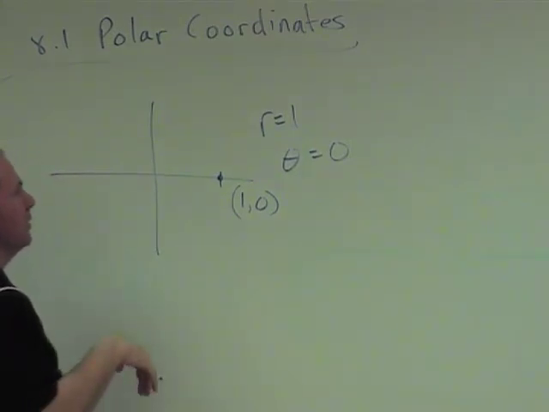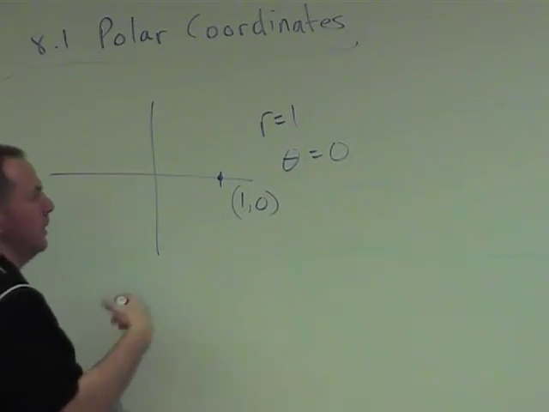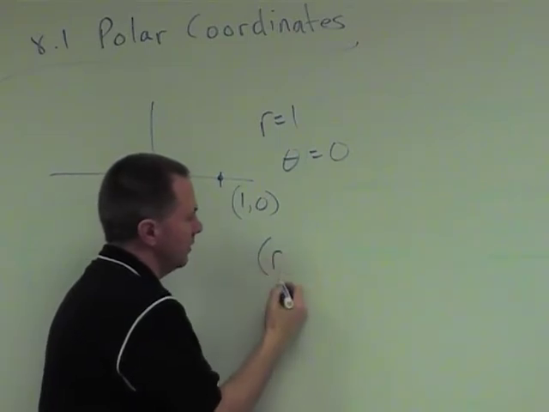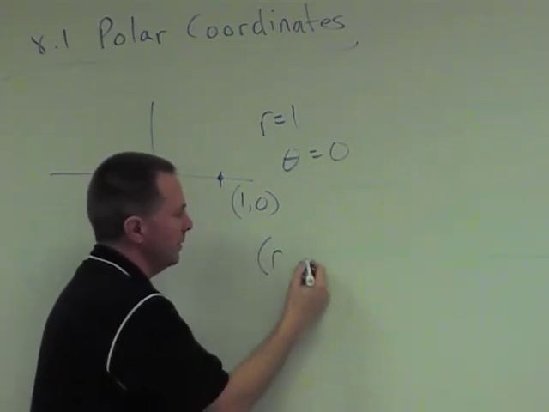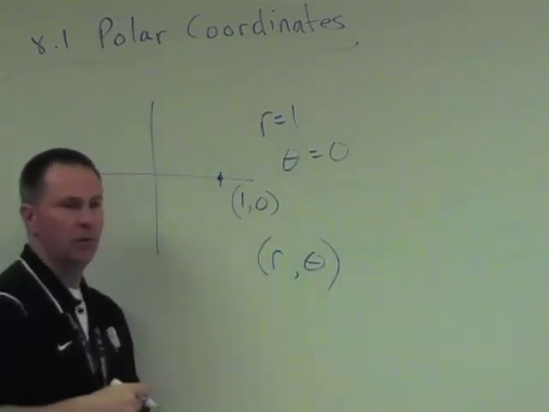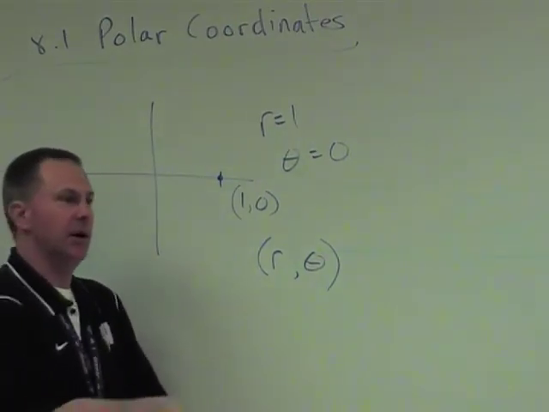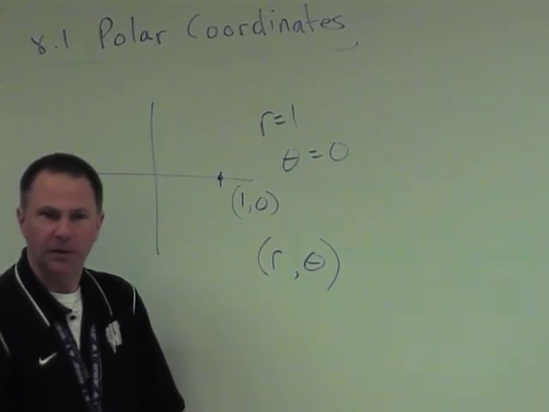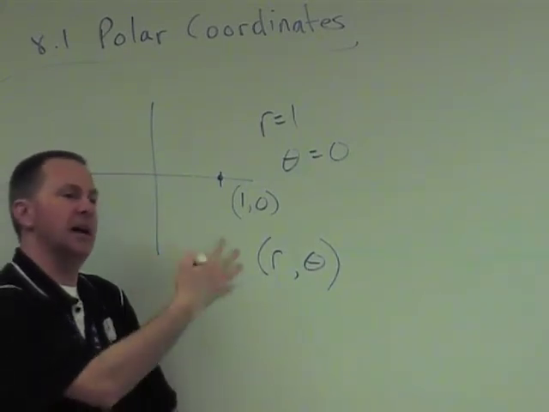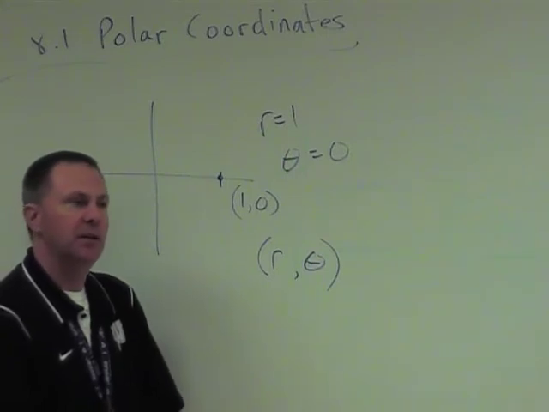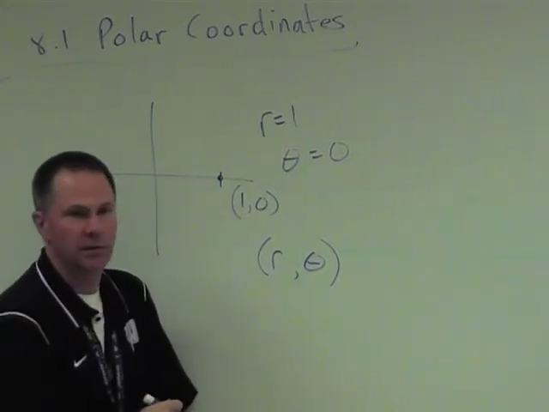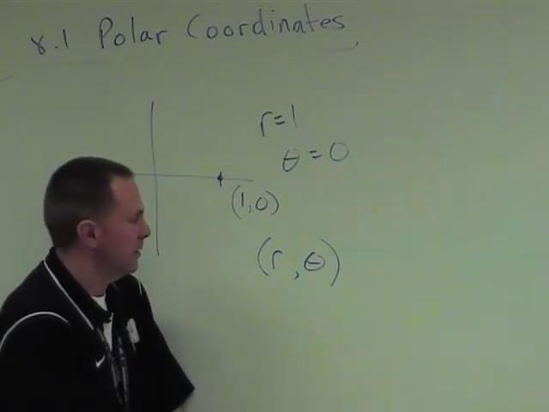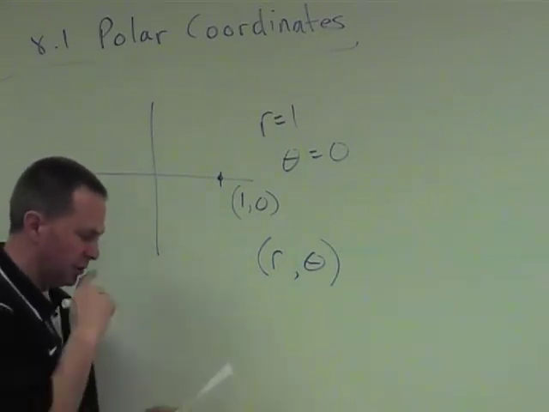So if I wanted to label this in a different way, putting radius as my x value and theta, my degree or in terms of pi, as my y position, this would be what we call polar coordinates. I can still get to the exact same position on an xy plane using polar coordinates. And today we're going to talk about how to go back and forth between the two. Okay?